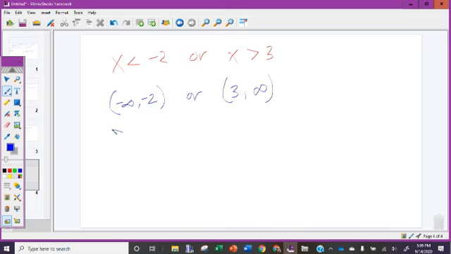So in interval notation, that's all I'm doing. Now, as we learn more, we're going to learn that when you're writing in interval notation, we're actually going to end up using the symbol that stands for or, the union symbol.